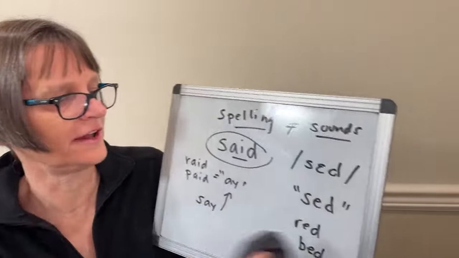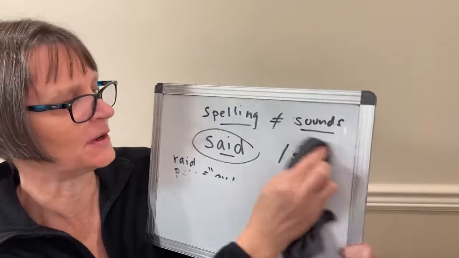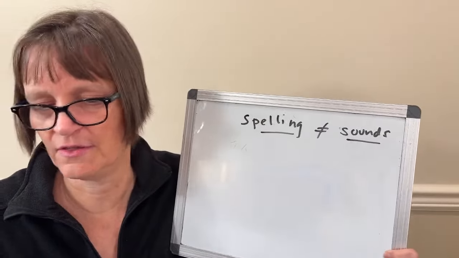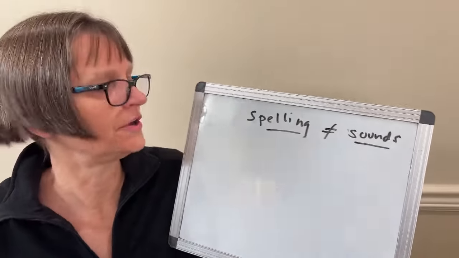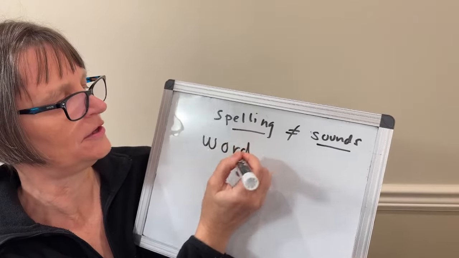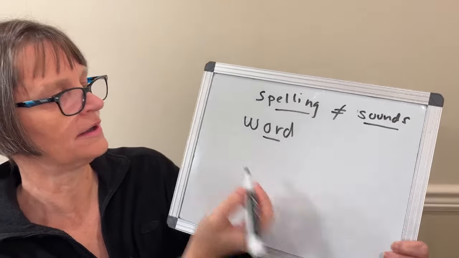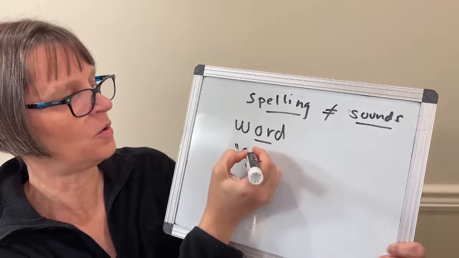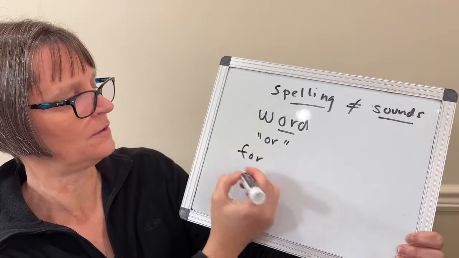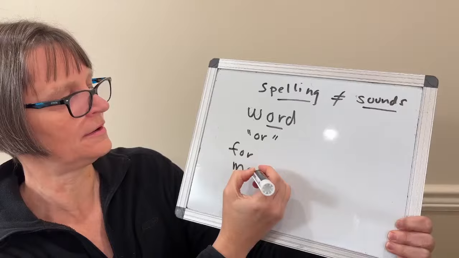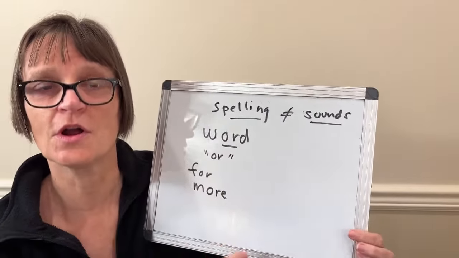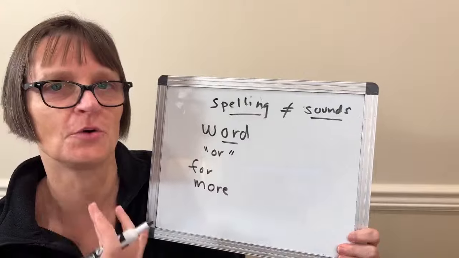Let me give you another, and you can see if you're making this mistake as well, which is the word word. So the word word is spelled with the letters OR. You might think it says the OR sound, like in for or more. But in the word word, the letters OR don't say or.